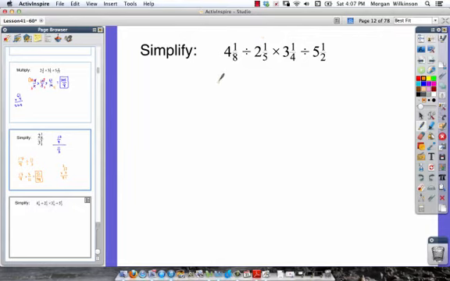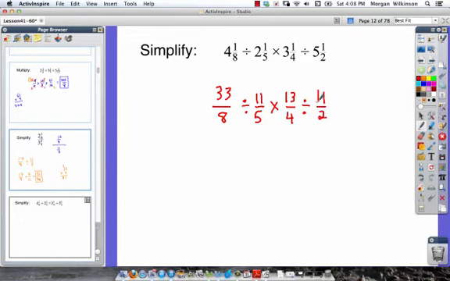First thing to do is change everything into an improper fraction. So we're going to get 33 eighths. We're going to divide that by 11 fifths. We're going to multiply that by, we've got 4 times 3 is 12, plus 1 more is 13. We've got 13 fourths. And we're going to divide that by 5 1/2, which is the same thing as 11 halves.